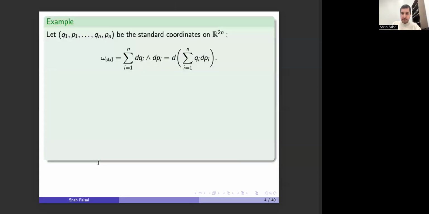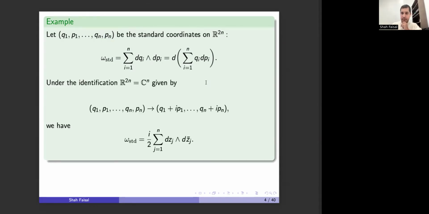So let's take some examples. So q1, p1 to qn, pn, these are the linear standard coordinates, and you define the two form by just taking the wedge product of the differentials of these individual one forms. And if you identify R to the 2n with C to the n by sending these pairs of components to the complex number q1 plus i p1 and so on, then the symplectic structure I wrote down here can be written in this form. Okay.